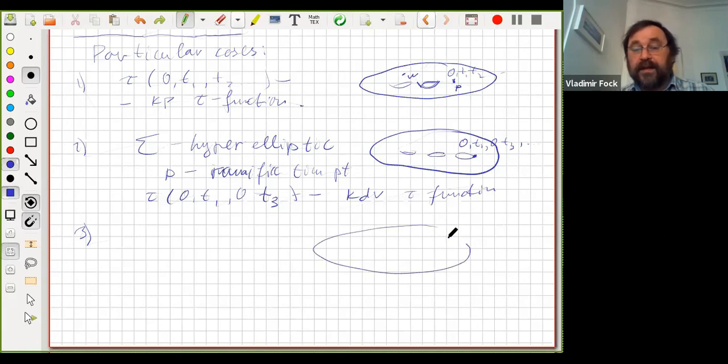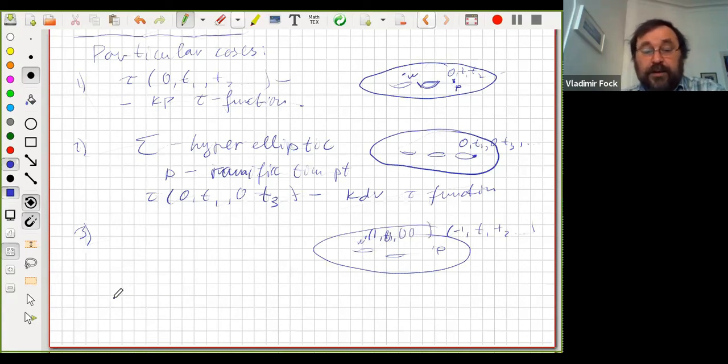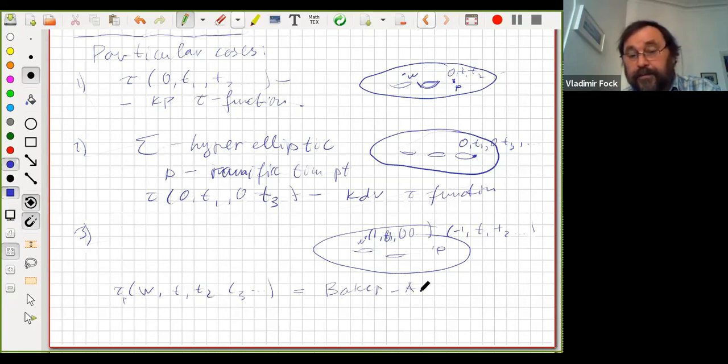You have the same thing as Kp. You have one point P, with coefficient -1, comma, T1, T2, etc. And another point, W, with coefficient 1, comma, T1, comma, 0, 0, 0, etc. And so this function will be tau, which depends, of course, on P implicitly, but it also depends on W and depends on T1, T2, T3, etc. And this is actually a Baker-Akhiezer function.